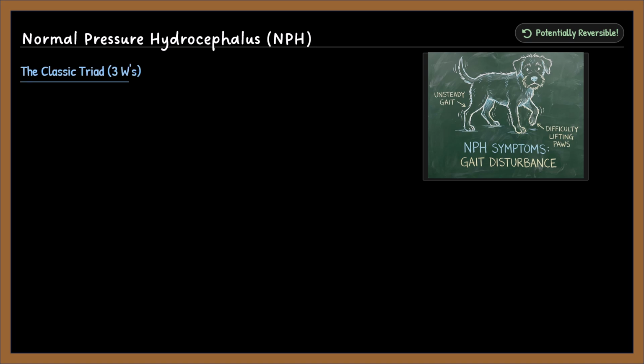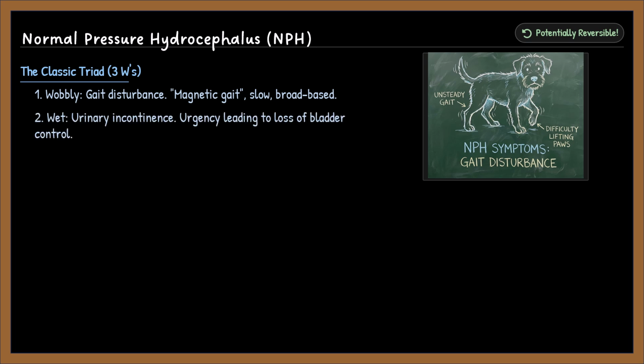Now, normal pressure hydrocephalus has the classic triad of the 3 W's. That is wobbly, wet, and wacky. So when we talk about wobbly, we are talking about the gait disturbance. These patients are going to have a slow, broad-based magnetic gait. Wet is describing the urinary incontinence. They have urgency leading to a loss of bladder control. And then wacky is the cognitive impairment, apathy, executive dysfunction.